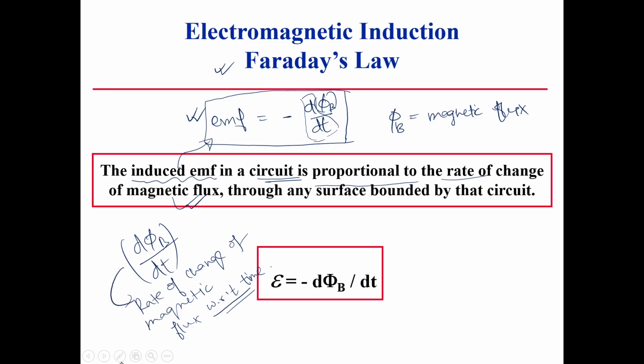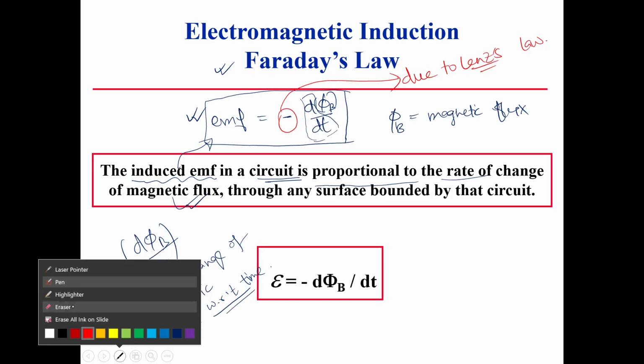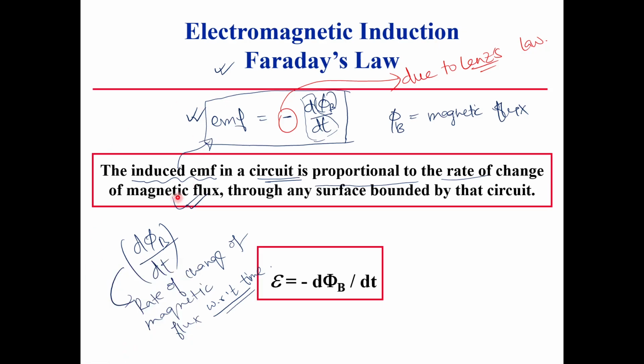Now you may ask why there is a negative sign here. Do you remember why? It is due to Lenz's law. There is another law called Lenz's law, and due to Lenz's law you get this negative sign in this equation. Now is it clear to you? If the professor asks you what is electromagnetic induction, you can answer. What is Faraday's law? You can also tell it.